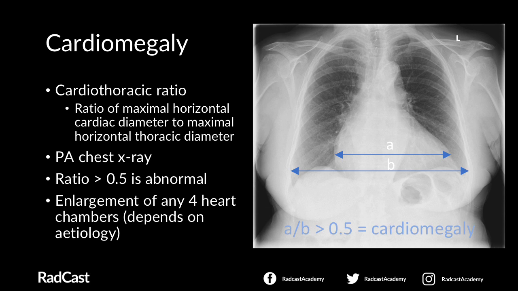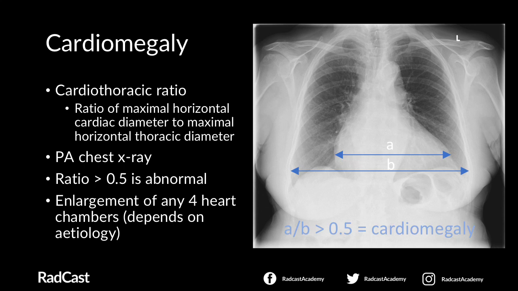We can't assess cardiomegaly on an AP chest x-ray, so if you remember back to our slide about acquisition, an AP x-ray misrepresents the heart size due to being closer to the beam source, so we can only assess heart size truly with a PA x-ray.